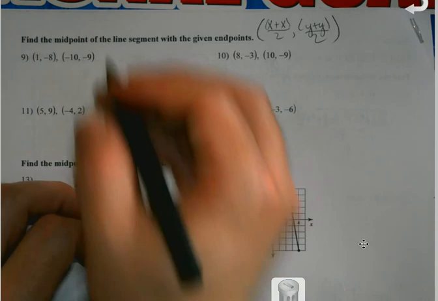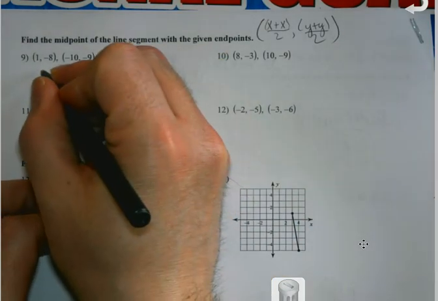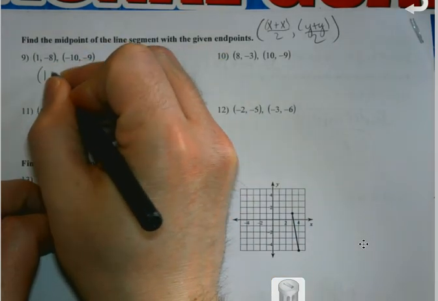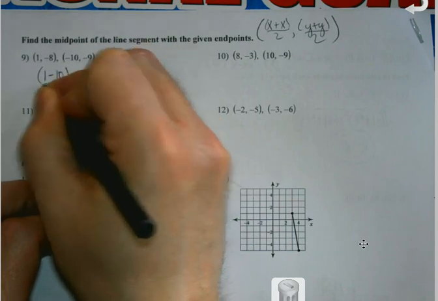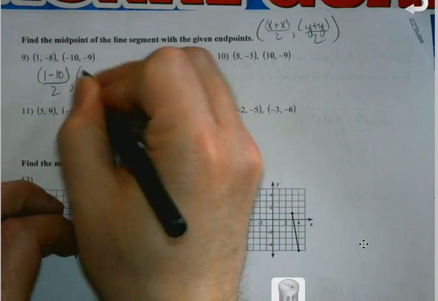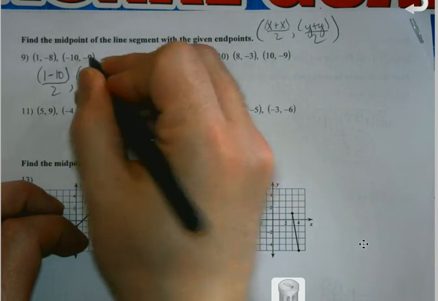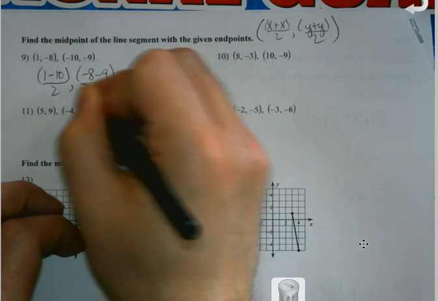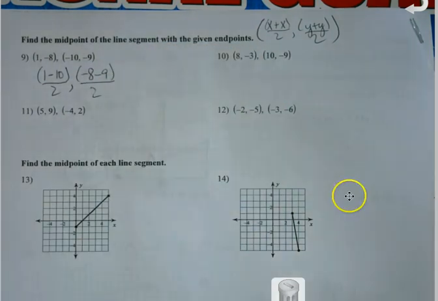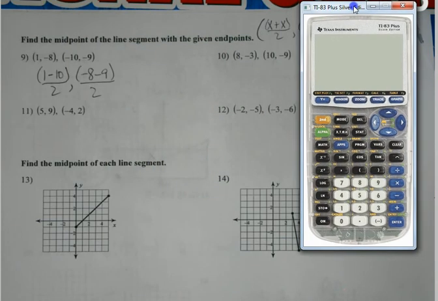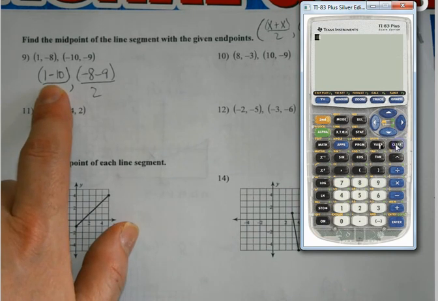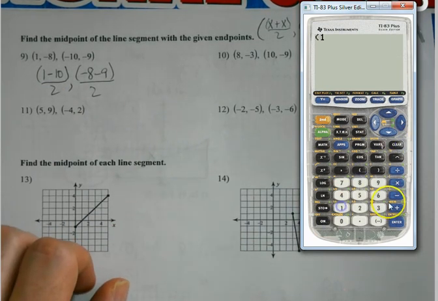So whenever I've got these, I can do them in either order. So I've got 1 plus negative 10, but I'll just do the minus here. And negative 8 plus negative 9, or negative 8 minus 9. And if you want to put the plus in there, you can. And with these, notice I have parentheses around there. We talked a lot about this, where if I forget the parentheses, I'm going to get really weird answers that don't make sense.